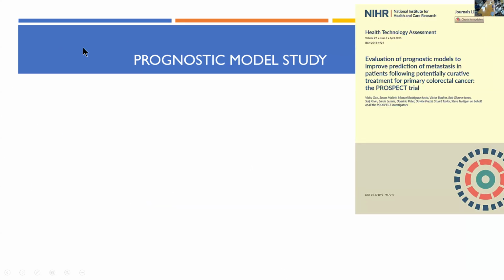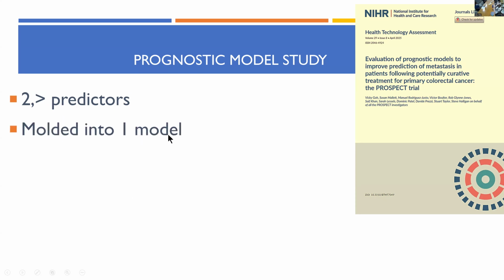The second example, we move to prognostic model studies. So prognostic model, remember I told you it's not just one factor, but many factors. So this example I'm going to use is from the study called the Prospect trial, looking at people with primary colorectal cancer. You're predicting who will develop metastasis. So already have colorectal cancer. Who is the person likely to get metastasis? So here model, remember, it's not just one factor, two or more risk factors molded into one model. That's what I showed you the picture earlier.